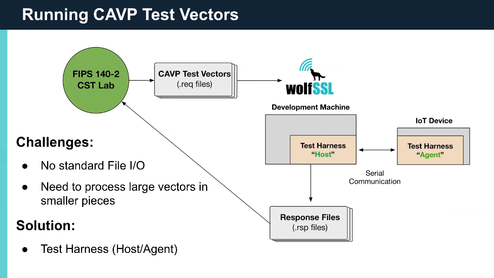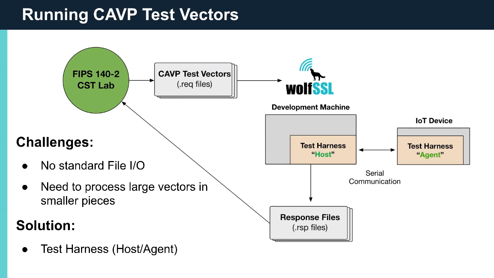And then the way we've designed our test harness, we have a host that can run on a regular engineer's development machine, and then an embedded agent harness that can be put down on an embedded device. Typically, that'll communicate over a serial link. It can go over different transport mediums if needed. The development machine host harness will be responsible for collecting up the algorithm results and packaging them into a response file, which then gets sent back to the test lab for review.